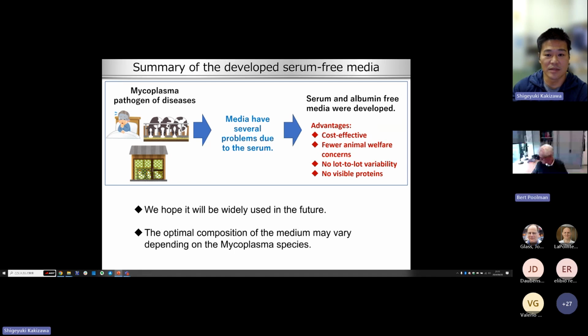Here is a summary of this media. Mycoplasma is a pathogen of diseases, and many media have several problems due to the serum. We developed serum and albumin-free media. It has several advantages: cost-effective, fewer animal welfare concerns, no lot-to-lot variability, and no visible proteins. We hope it will be widely used in the future.